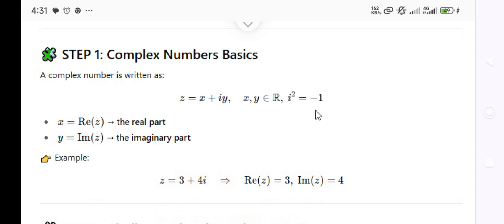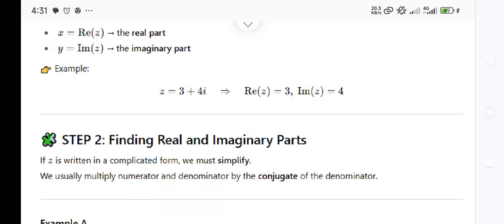So x, as we know, is the real part, y is the imaginary part. Just like you have this function now, the 3 is the real part, then the 4 is the imaginary part. So Re(z) means the real part of z, that's equal to 3, and the imaginary part of z, that's equal to what? 4. So that's the next thing now, finding the real and imaginary parts of a complex number.